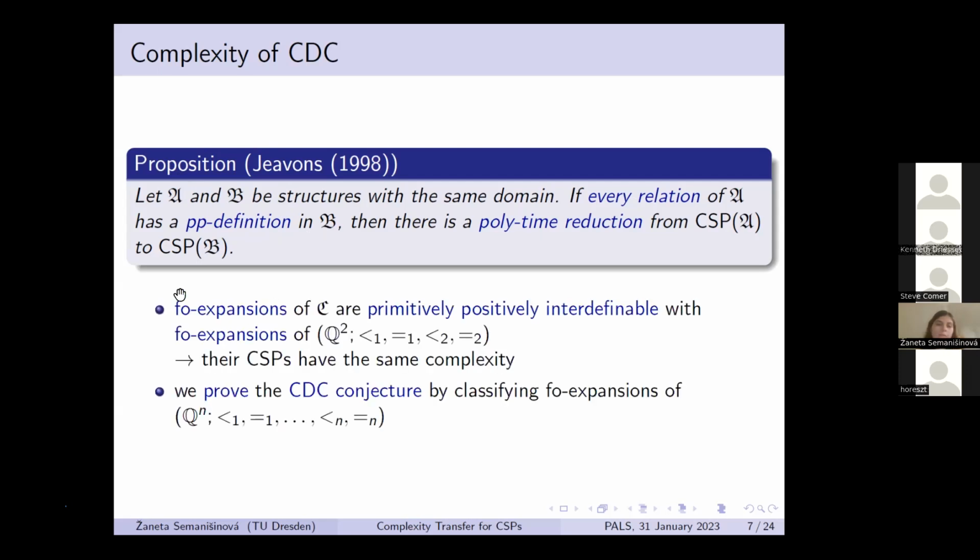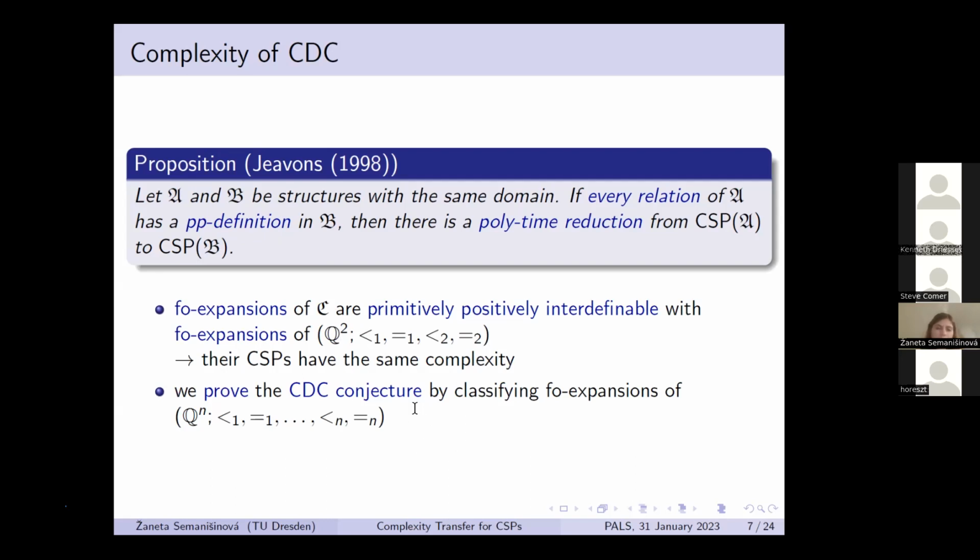So that's what I said. First order expansions of the basic structure of CDC are PP definable in first order expansions of this one, and vice versa. And so the CSPs have the same complexity. If we have a complexity dichotomy for one, we can also obtain it for the other, and so on.